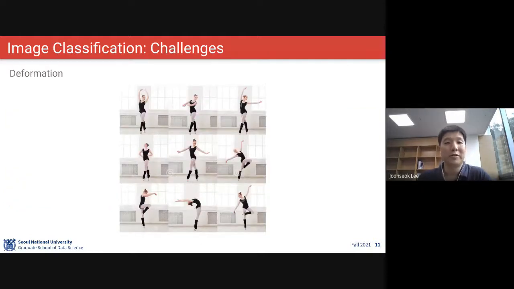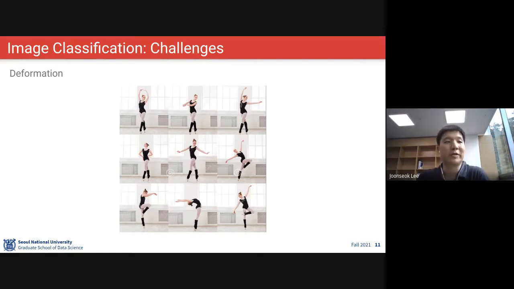And another challenge is deformation. Deformation means the shape of the target object may not be rigid, and it can be changing like this, basically. The human pose can, for example, we know that the hands are below the face, right? But we can change that, just deform it like this. And then the hands are over my face. So we humans can change our position, pose, or formation in very various ways, right?